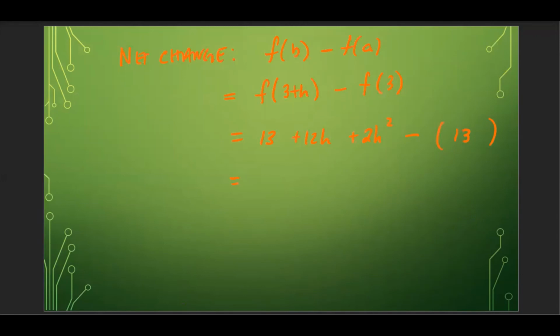So you can see you can remove the parentheses for 13. So we have 13 plus 12h plus 2h squared minus 13. And these cancel out. So that simplifies to 12h plus 2h squared. So that's our net change.